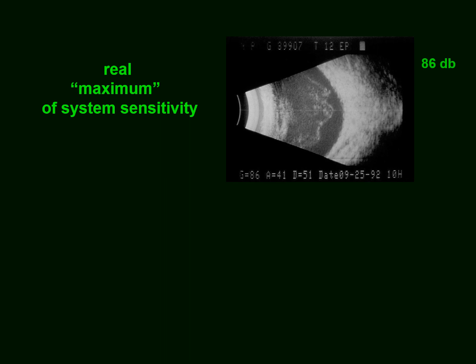When one starts with maximum system sensitivity, it can happen that noise appears in the echogram everywhere, distracting from the real structures. This B-scan system sensitivity setting is way too high. It was 86 decibels in this instrument.